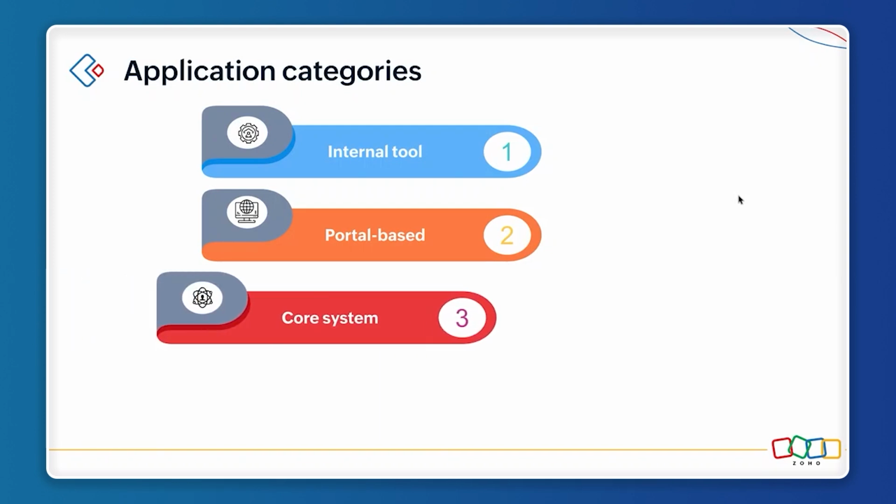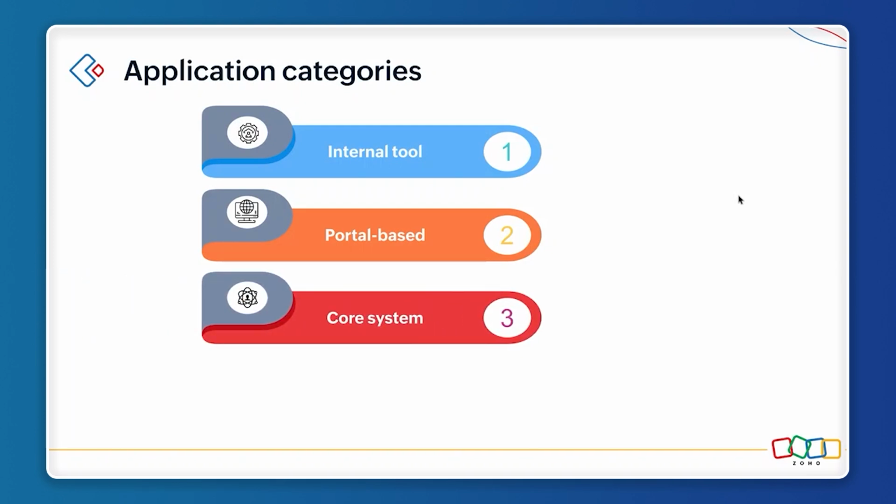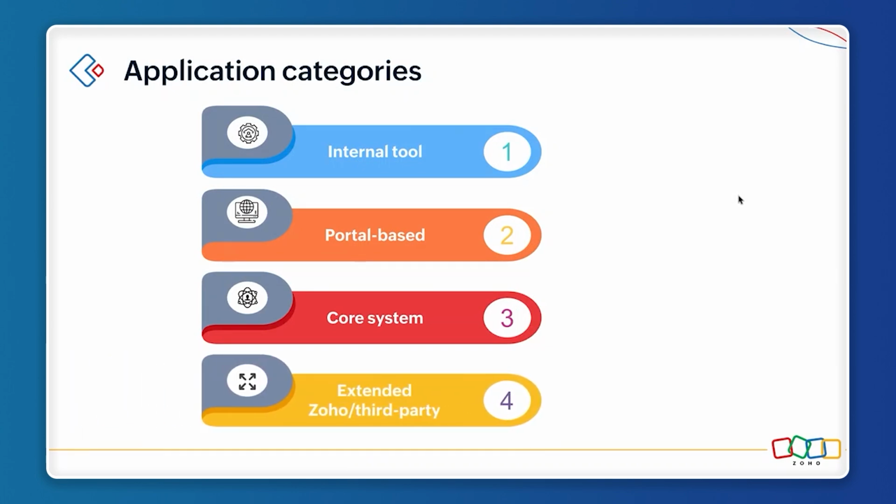Apart from that, we have a category called core system. If I'm trying to build many different processes within a single application, then that application comes under this core system category. Finally, when we are trying to integrate or create an application with other Zoho or third-party applications to push and pull data, then those applications come under the final category, extended Zoho or third-party application.